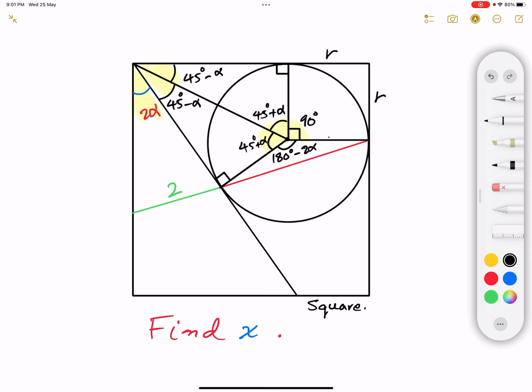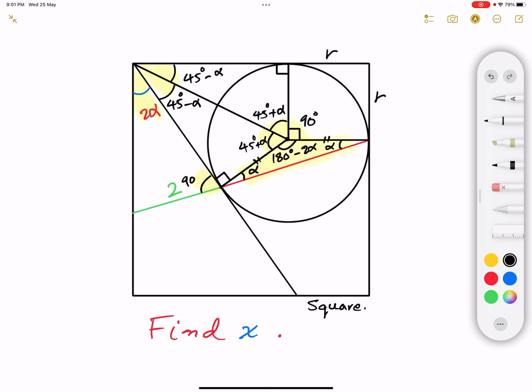And because this length here is equal to this length here, because it's basically the radius of the circle, that makes this triangle here an isosceles triangle. So that makes these two angles here equal, and each one of them is equal to alpha. Now if this is alpha and this is 90 degrees, that makes this angle here equal to 90 minus alpha.